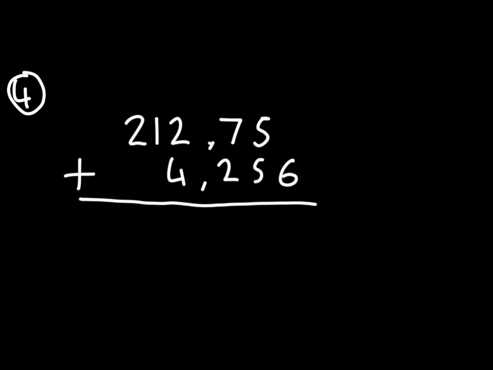So we start on the right hand side and there is no number over there, so that is essentially a 0. So 6 plus 0 is 6. 5 plus 5 is 10. We carry the 1. 7 plus 2 is 9 plus 1. That gives us 10. We carry the 1.